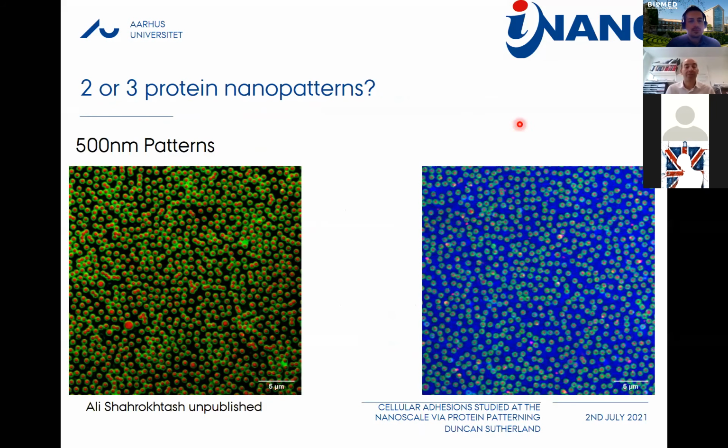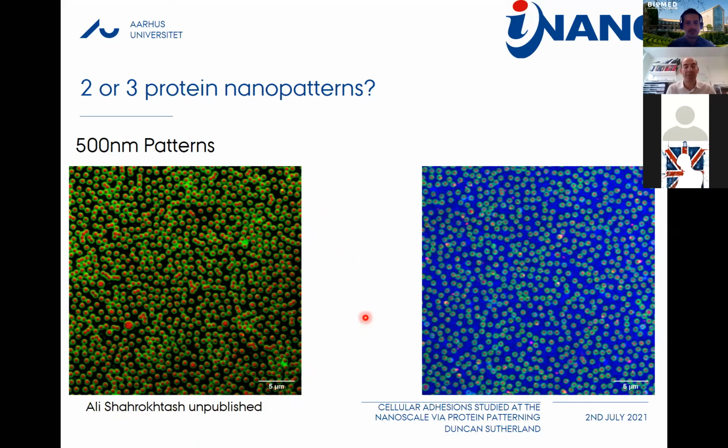Yeah. So that was the idea of just putting another protein in the background, and that works. There are times when you would want to have several proteins nanopatterned so that you don't just have them in the background, but you have control of where they're placed on a nanometer scale. And this is work from another graduate student in the group, Ali Sharokhtash, who has been making 2-way and 3-way patterns of proteins, and he's making different pattern sizes.